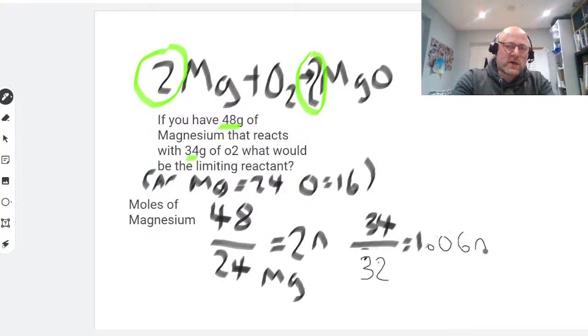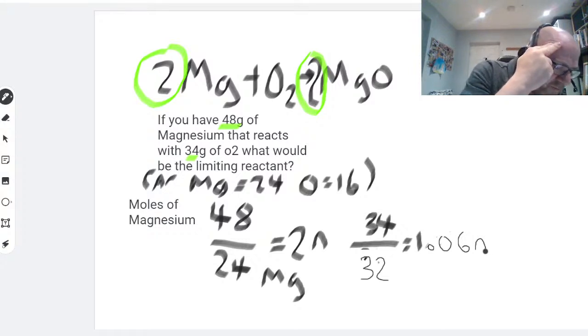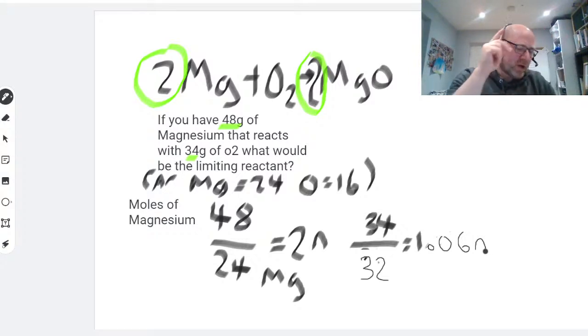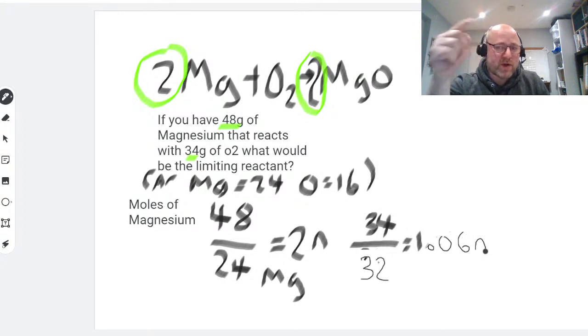1.06 moles. So at first appearance, you are tempted to say, nah, it's 34 over 32 because oxygen's MR is 32. Okay? So 34 divided by 32 is 1.06.